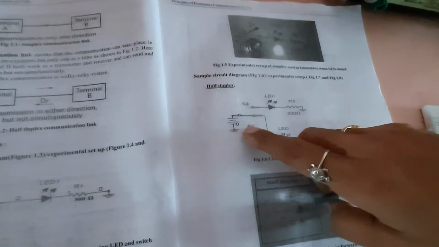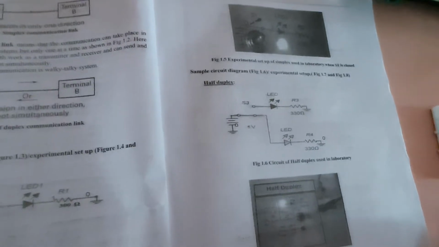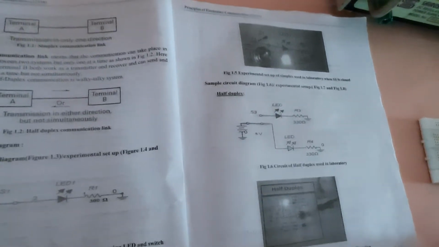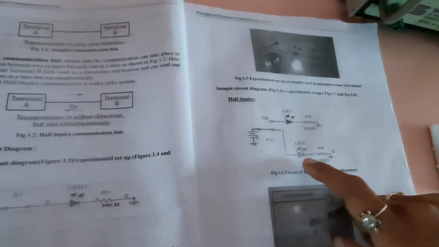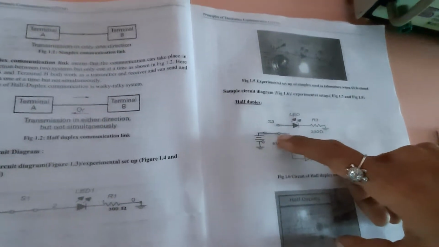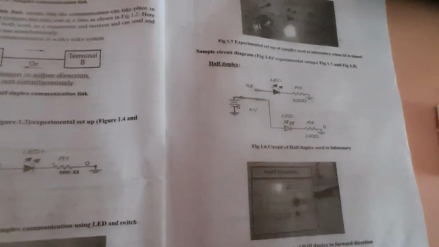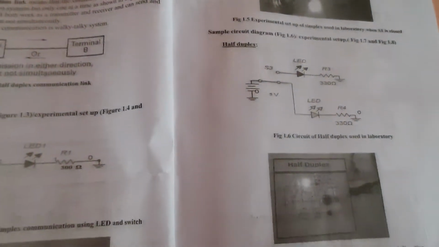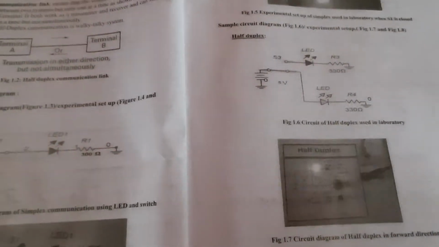In this setup, this is a 5V power supply. A switch is given. This switch is called an SPDT, which means single pole double throw. When the switch is thrown to the second position, the second LED gets on, and when it is thrown to the first, the first LED gets on. Again, this is a resistor. This resistor is called a limiting resistor, which avoids excessive current flowing through the circuit.